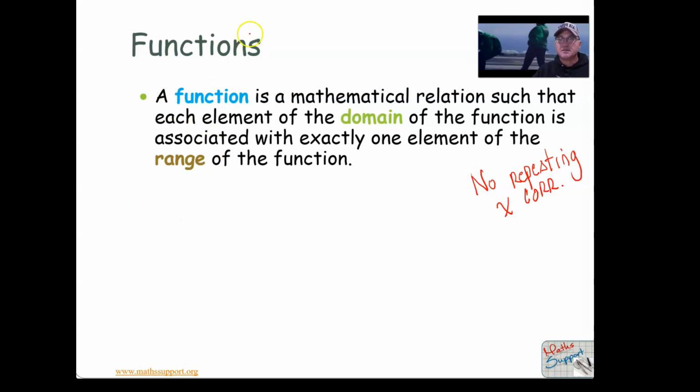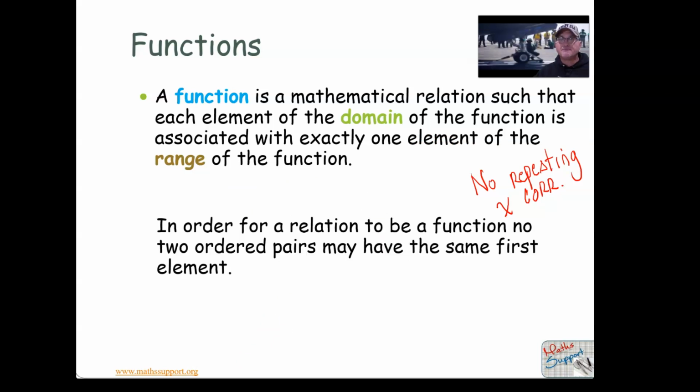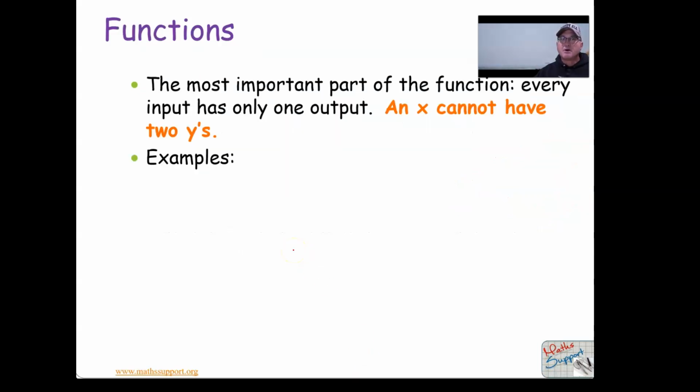And that's what is meant by each element in the domain having exactly one element in the range. So for a relation to be a function, no two ordered pairs have the same first element. That's the same thing as saying there are no repeating x-coordinates. The most important part of a function: every input has only one output, and x cannot have two y-coordinates.